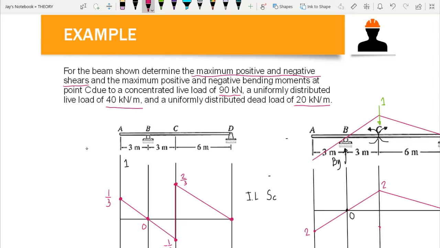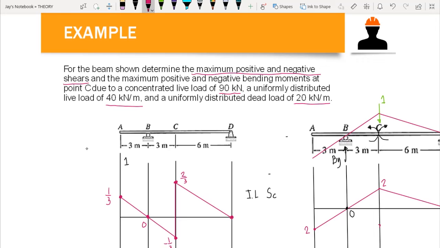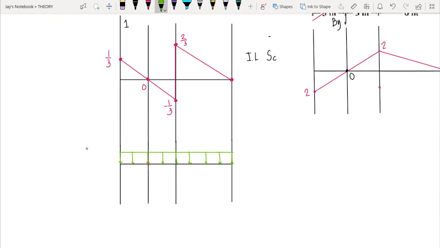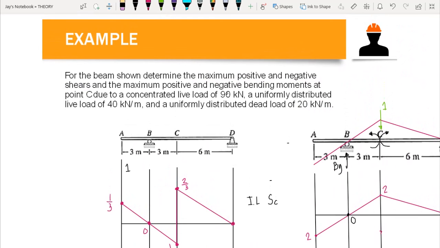So basically, our 20 kilonewton per meter here is acting all throughout the beam. So this one is 20 kilonewton per meter. But we know that the 90 kilonewton concentrated live load and the 40 kilonewton per meter uniformly distributed live load are changing their position. Unlike the dead load, which we know is acting all throughout the beam.